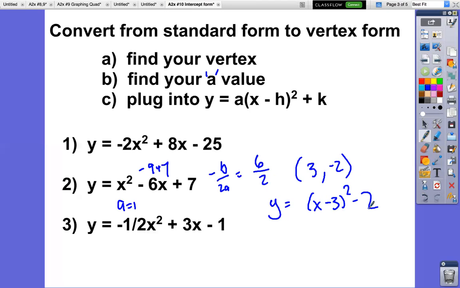All right, try number 3 on your own. Then we'll get to the heart of the lesson. It's pretty simple lesson. Tomorrow I'm going to show you some stuff on your calculators. I almost said so bring your calculators to school.